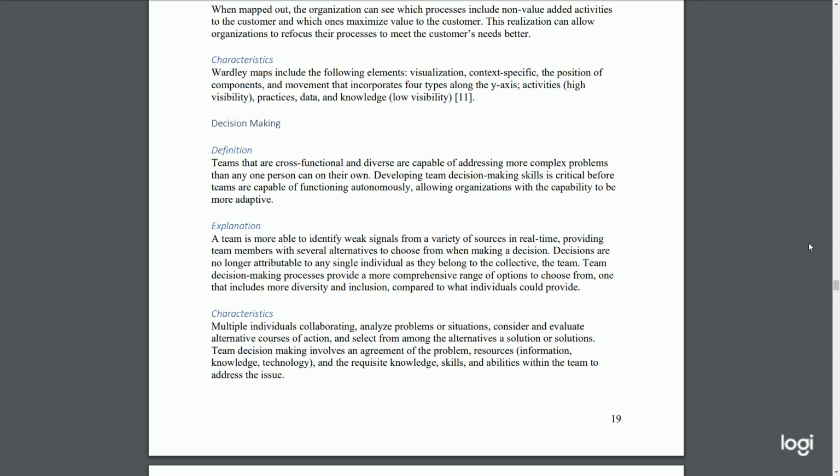Characteristics. Multiple individuals collaborating analyze problems or situations, consider and evaluate alternative courses of action, and select from among the alternatives a solution or solutions. Team decision-making involves an agreement of the problem, resources, information, knowledge, technology, and the requisite knowledge, skills, and abilities within the team to address the issue.